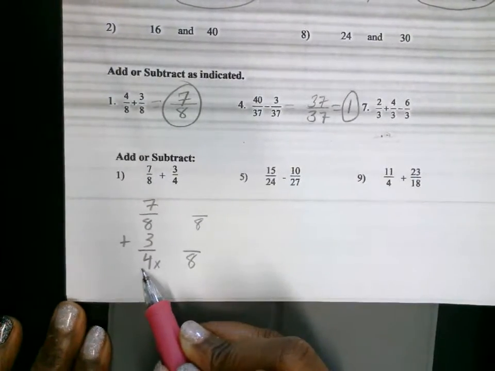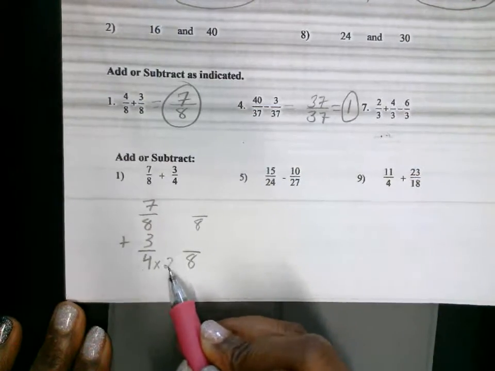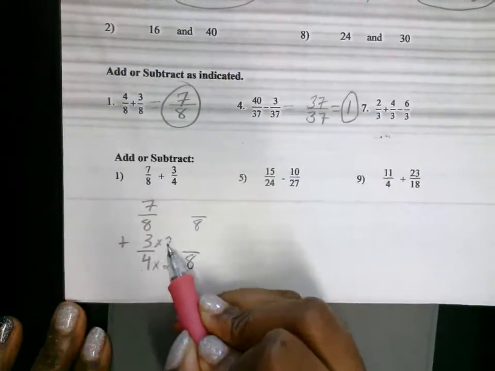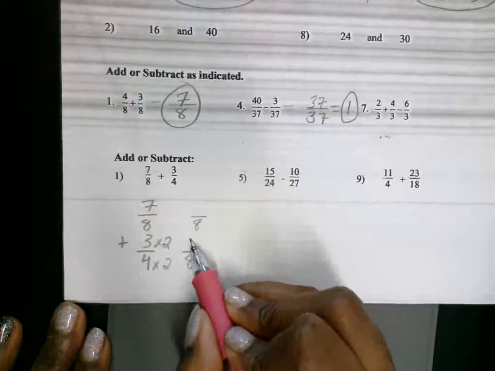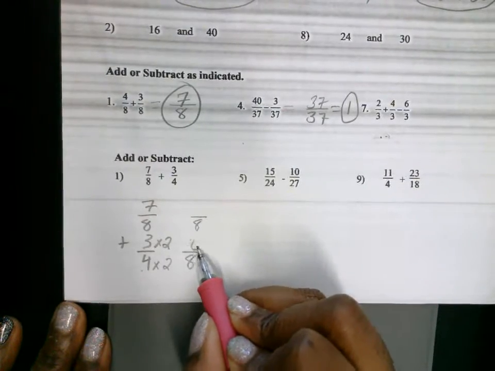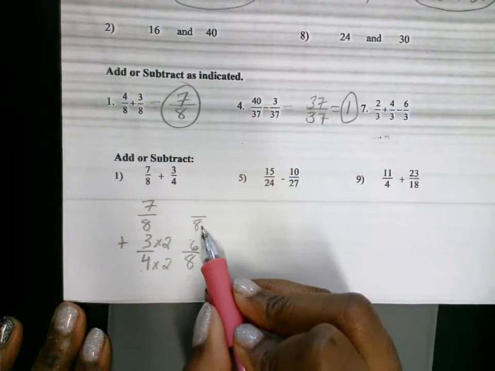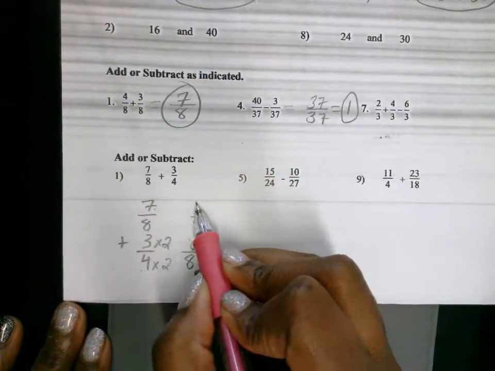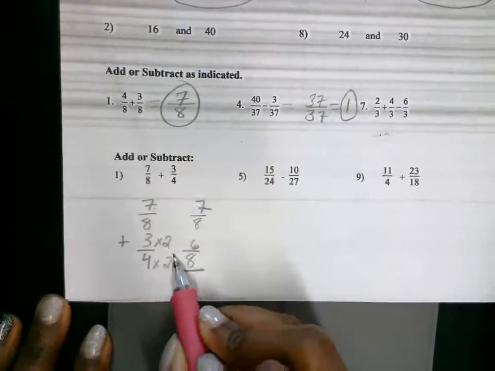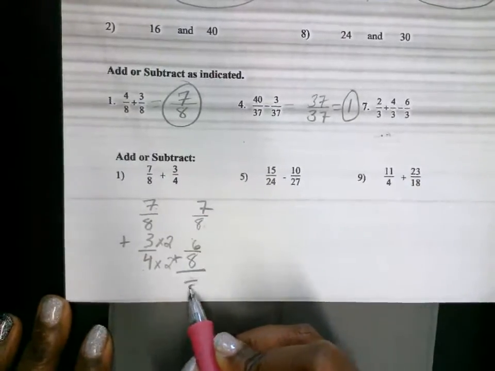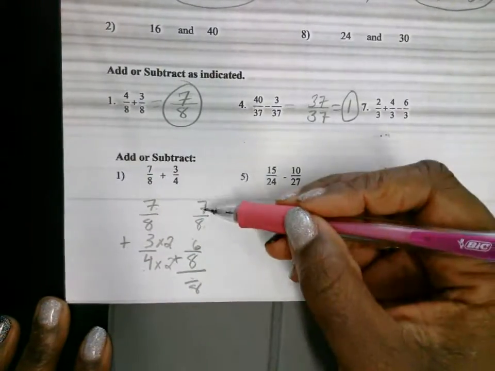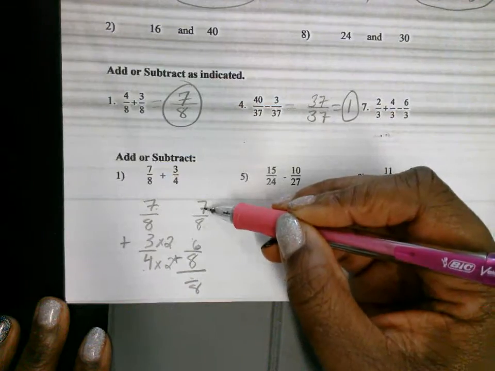What can I multiply times 4 to give me 8? 2. So I multiply the top by 2 to make an equivalent fraction. 2 times 3 is 6. What can I multiply times 8 to give me 8? 1. So I multiply 7 times 1 and get 7. Now I can add. My denominator stays the same. Add the numerators. 13.